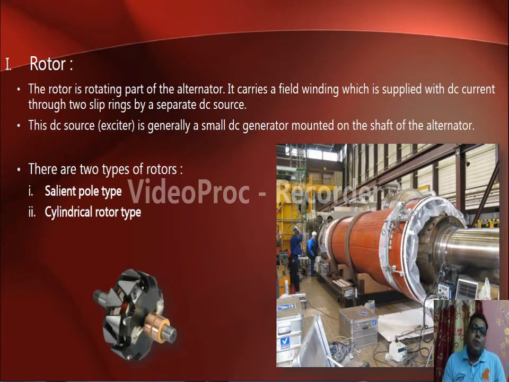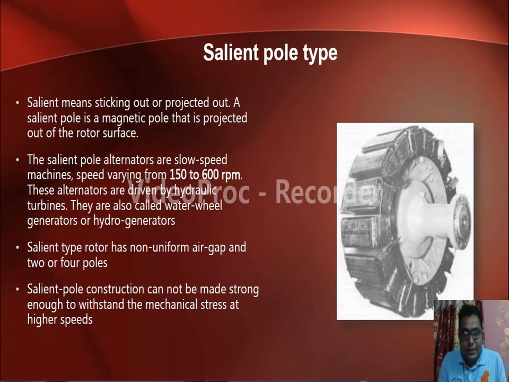Now we are coming to the next part. This rotor, as per its construction, can be classified into two categories: salient pole type and cylindrical pole type. Now coming to the salient pole type. Salient pole alternators cannot be used for high speed; they are used for lower speed. So in a hydel power plant or hydel station, this kind of alternator is used, where we don't have a very high speed.